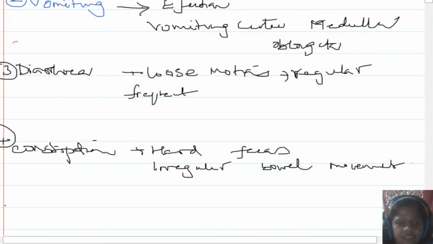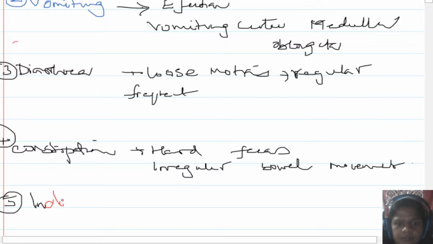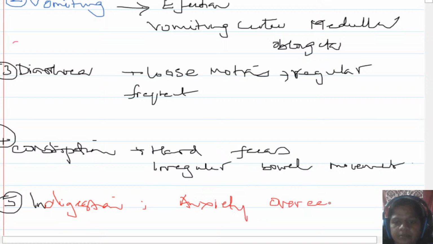And the fifth one is indigestion. Let's take that. That means digestion is not complete, but you feel full in the stomach. It's usually due to anxiety, overeating, or eating spicy food.